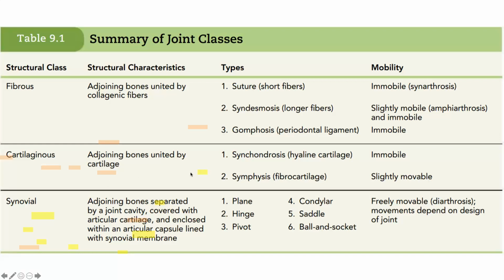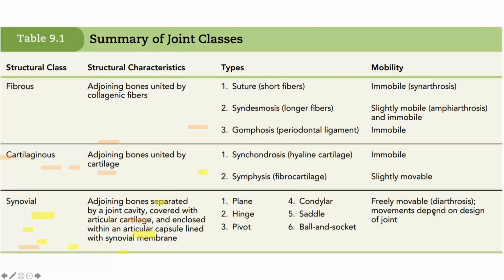If we classify joints according to their mobility, we can say synarthrosis. Syn means together, arthrosis means joint. That means immobile joint. Or amphiarthrosis, which might be partly mobile, or diarthrosis, which is a freely mobile joint. So if you look at this table carefully, only the synovial joints are diarthrodial joints.